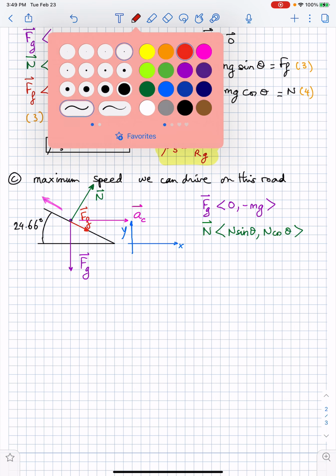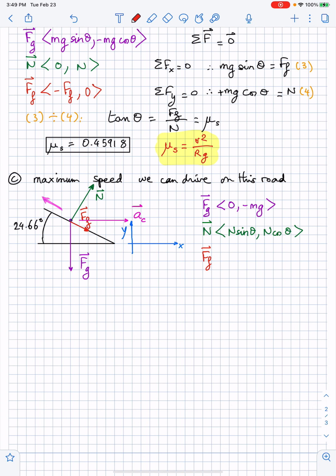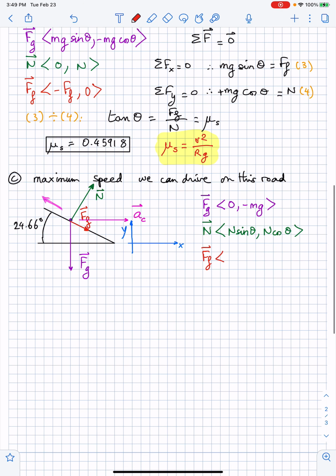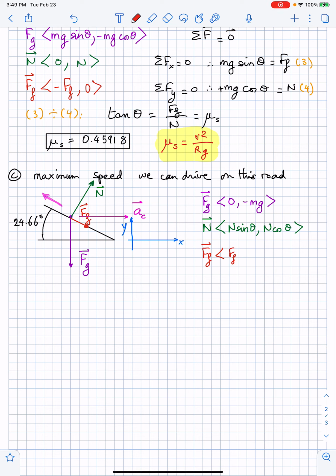Then we have the force of friction. Okay, the force of friction in the x direction would be positive, so it's going to be Ff cosine of the angle theta. And in the y direction, you see it's going down in relation to the y-axis, so it's going to be negative Ff sine theta. Okay, so I'm writing sine theta, but we know the angle theta. Okay, we know it's 24.66 degrees. The thing that we don't know is the velocity. In other words, we don't know the centripetal acceleration.